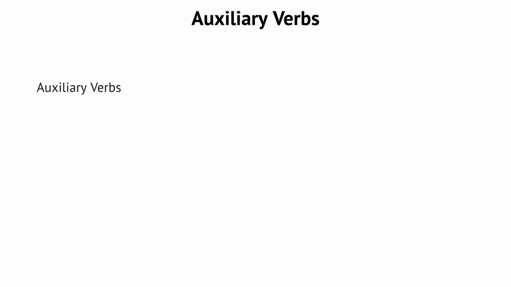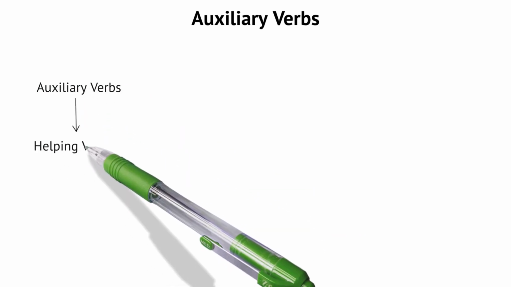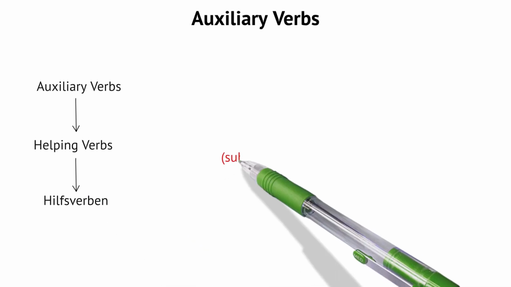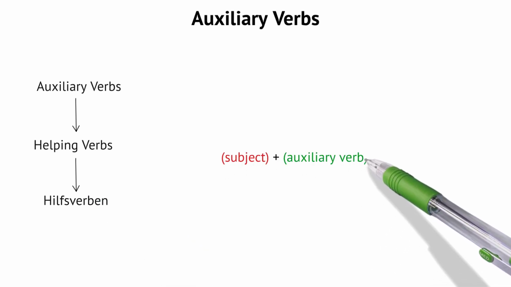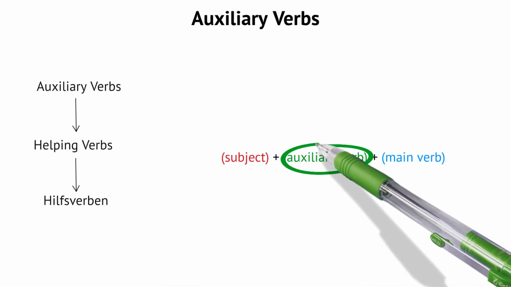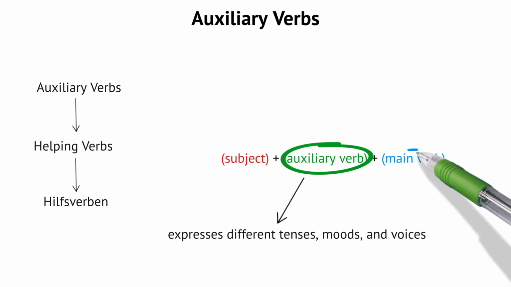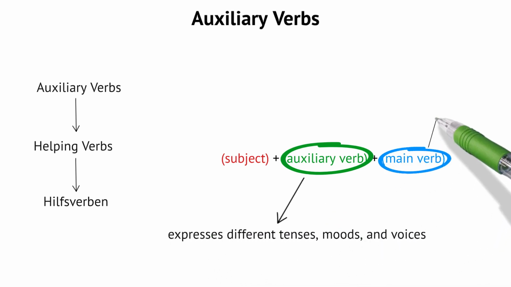Auxiliary verbs, also known as helping verbs, and in the German language known as Hilfsverben, are crucial for constructing a wide range of grammatical structures. Auxiliary verbs don't carry the main meaning of the action themselves but instead help the main verb to express different tenses, moods, and voices.